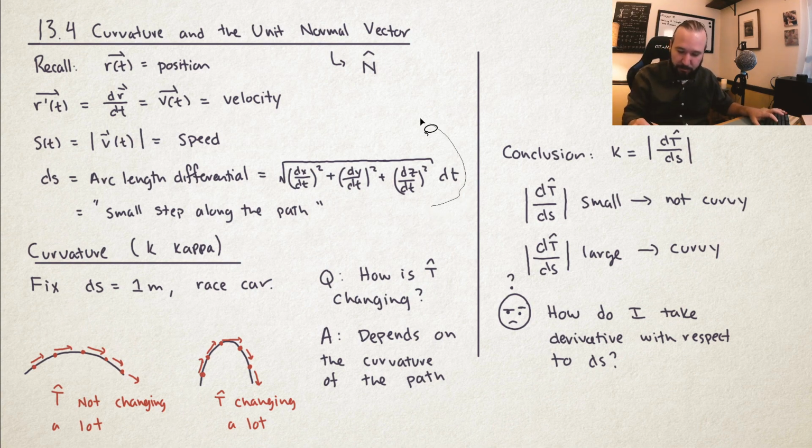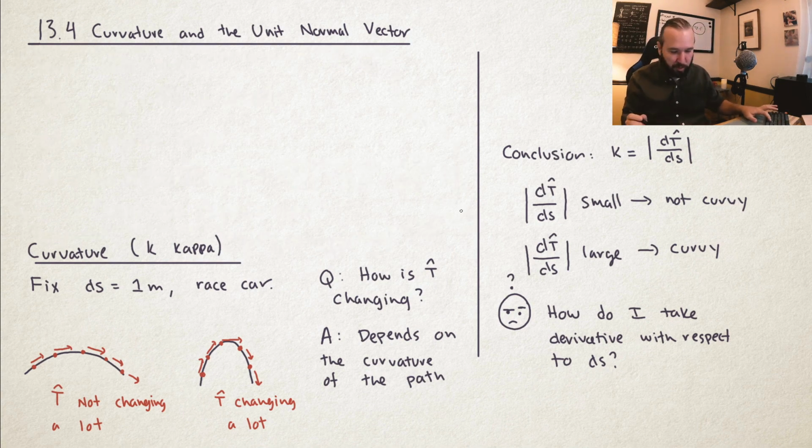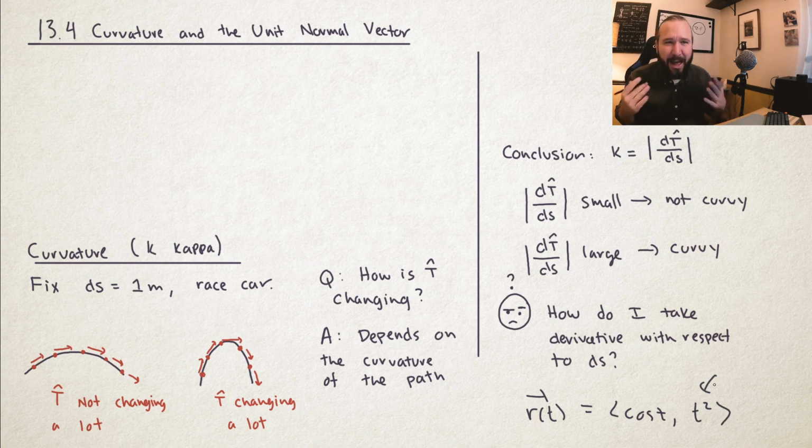But this, okay, great, right? Now we understand the concept, but it doesn't actually help us solve the problem, because how do you take a derivative with respect to ds? That doesn't make sense. These things are all going to be in t's. Remember, r of t is going to be something like cosine t, t squared or something. So these have t's in them. They don't have s's in them.